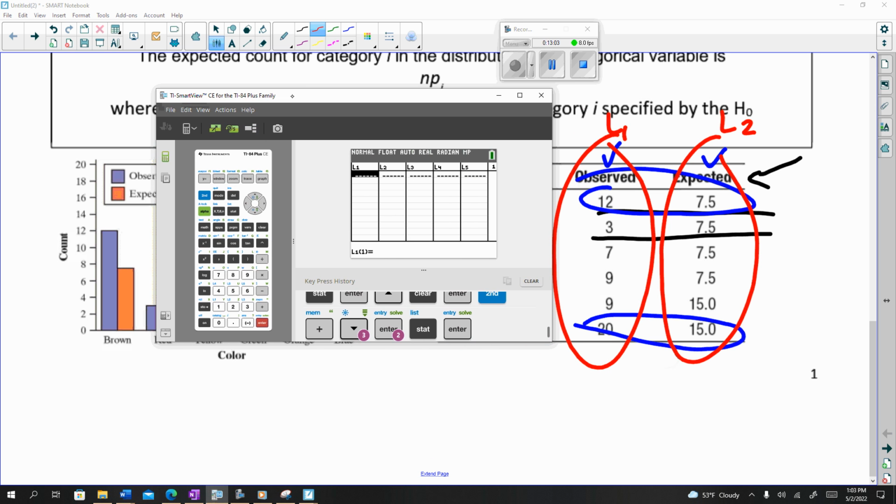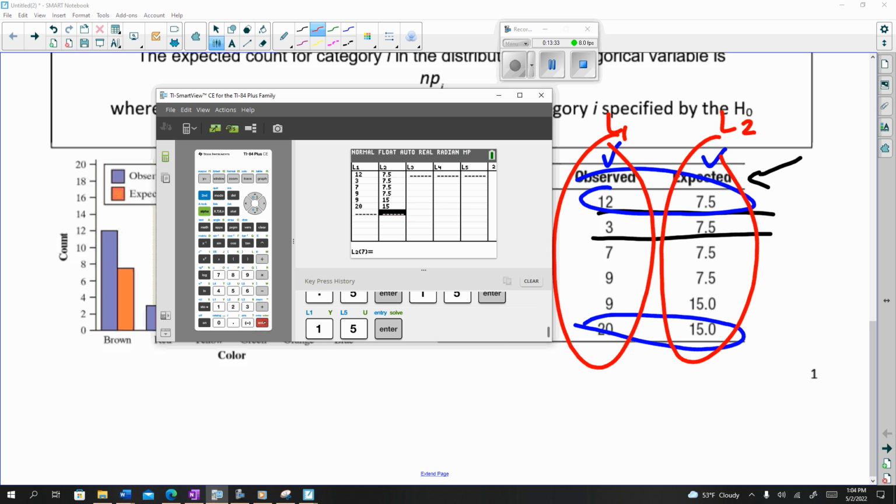So in L1, I'm going to put in 12, 3, 7, 9, 9, 20. So I should have 6 total. And then the expected counts: 7.5, 7.5, 7.5, 7.5, 15, 15.